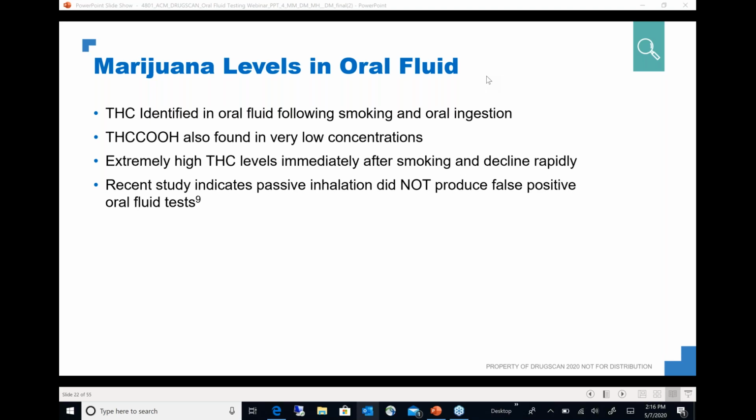Within the past several years, there was a belief that oral fluid levels can be positive based on passive inhalation, but as some new studies were performed, we found that it was contamination during the collection process that indicated positive oral fluid levels, and not necessarily, we know now, passive inhalation.